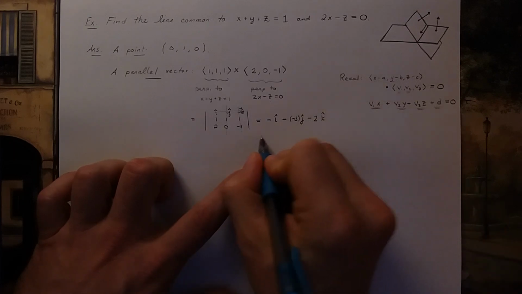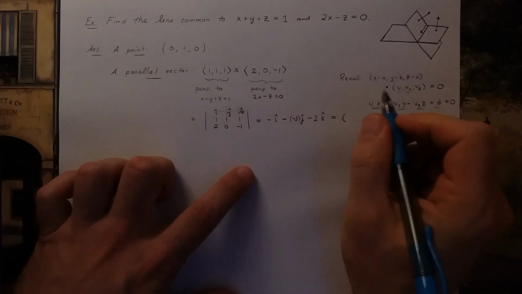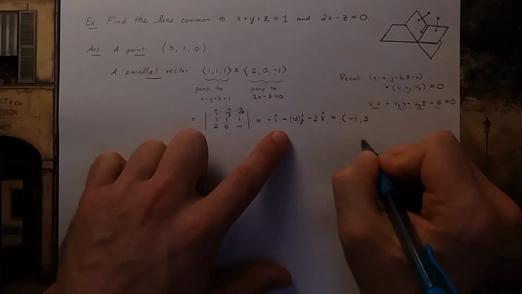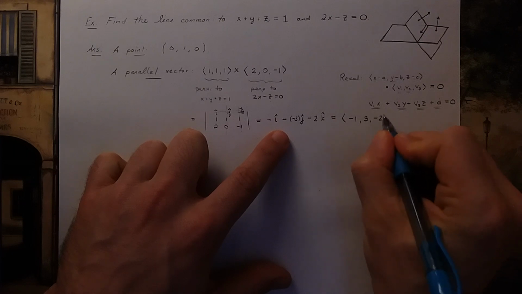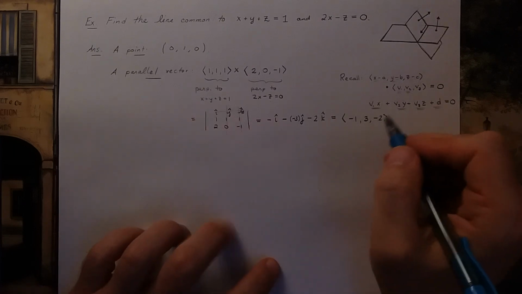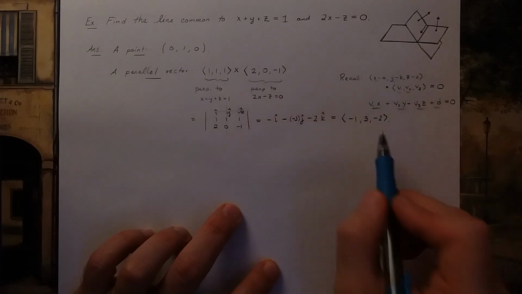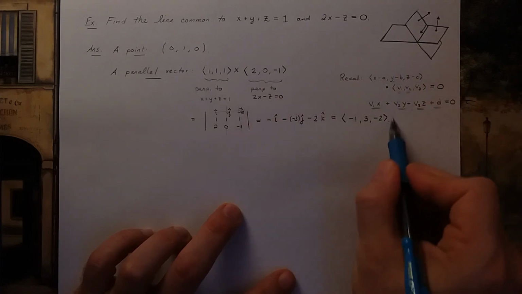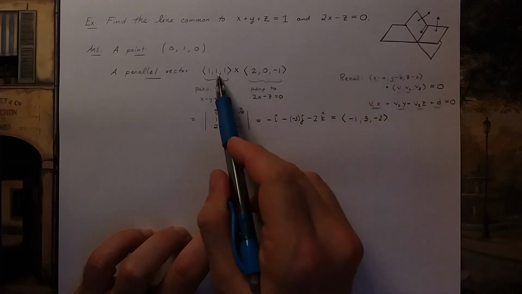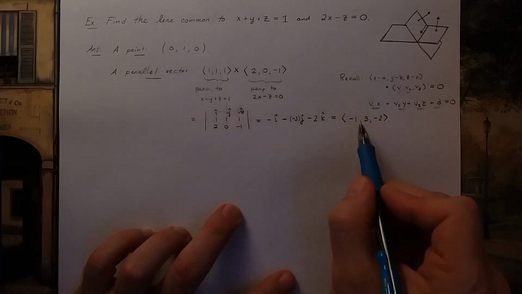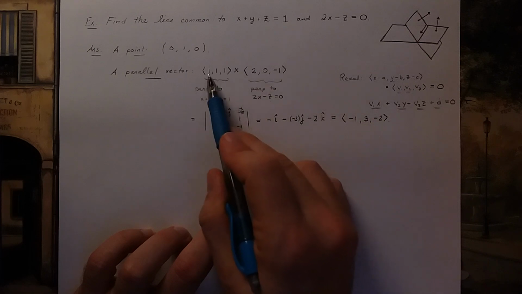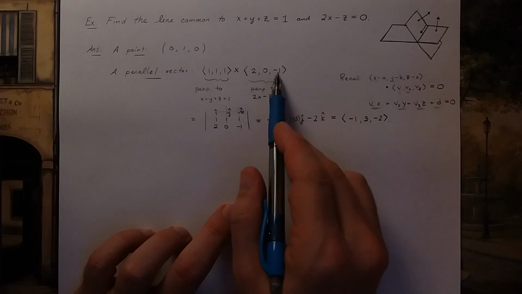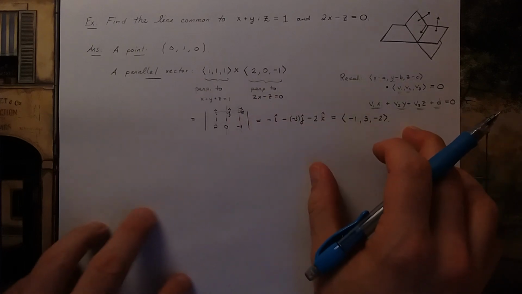So my vector is the vector negative 1, positive 3, and negative 2. Now, if you're ever worried that you made a mistake in calculating the cross product, you could always do a quick check. Take the dot product of your result with your two original vectors, and you should get 0 each time. And I can see that if I take the dot product with 1, 1, 1, I indeed get 0. If I take the dot product with 2, 0, negative 1, I indeed get 0.